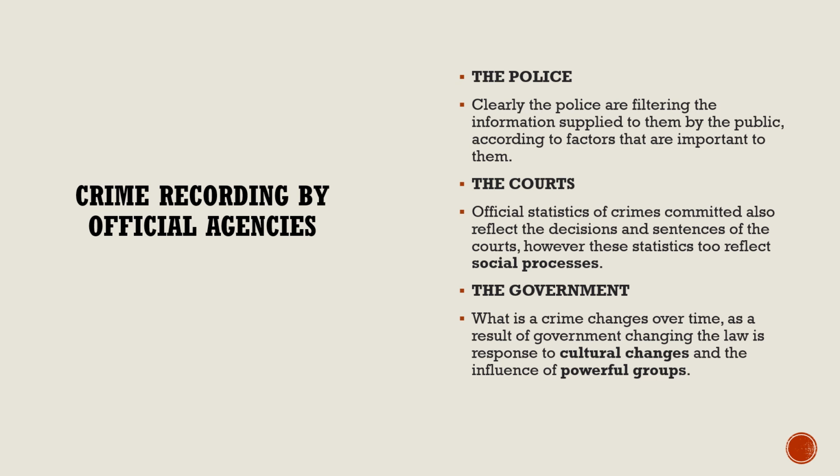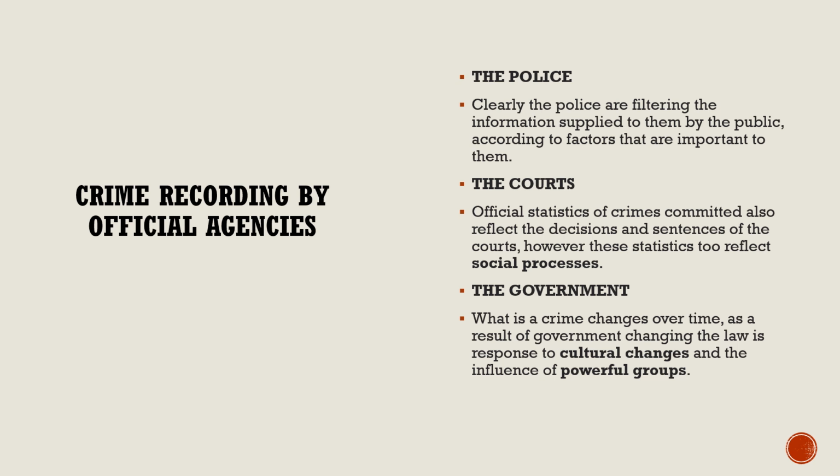So the main agencies of formal social control are also responsible for reporting official statistics. So first of all, bottom of page 8, we'll have a look at the police. Now the police are obviously responsible for filtering information from the public and deciding what is important to them, what they feel they can actually be successful with, and therefore deciding what to record.